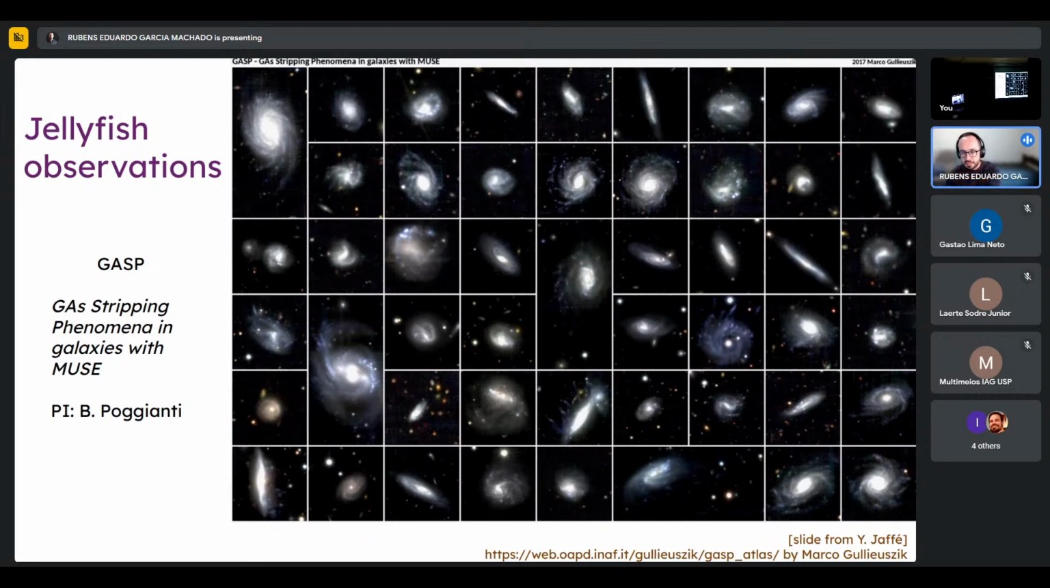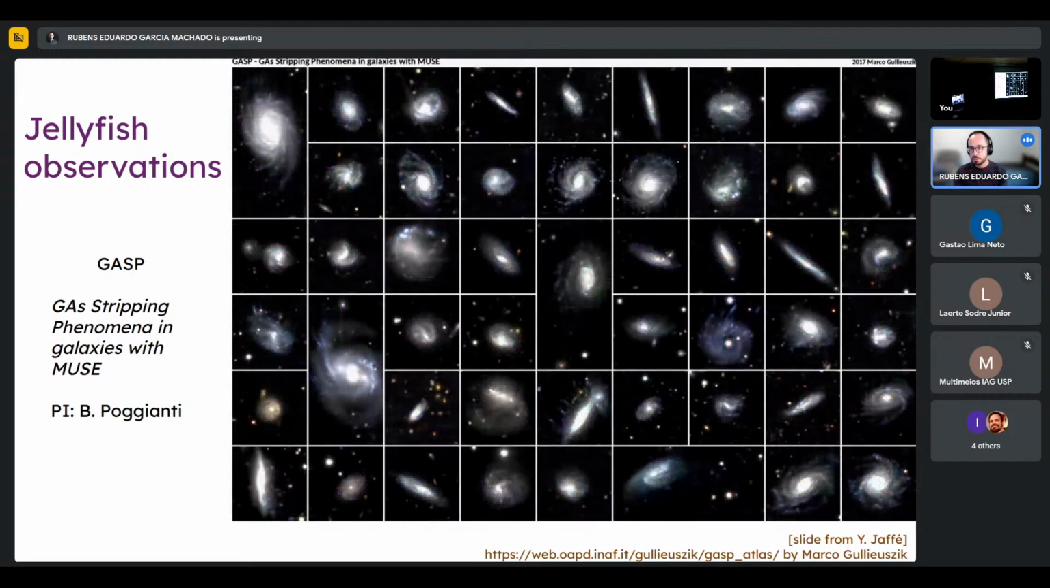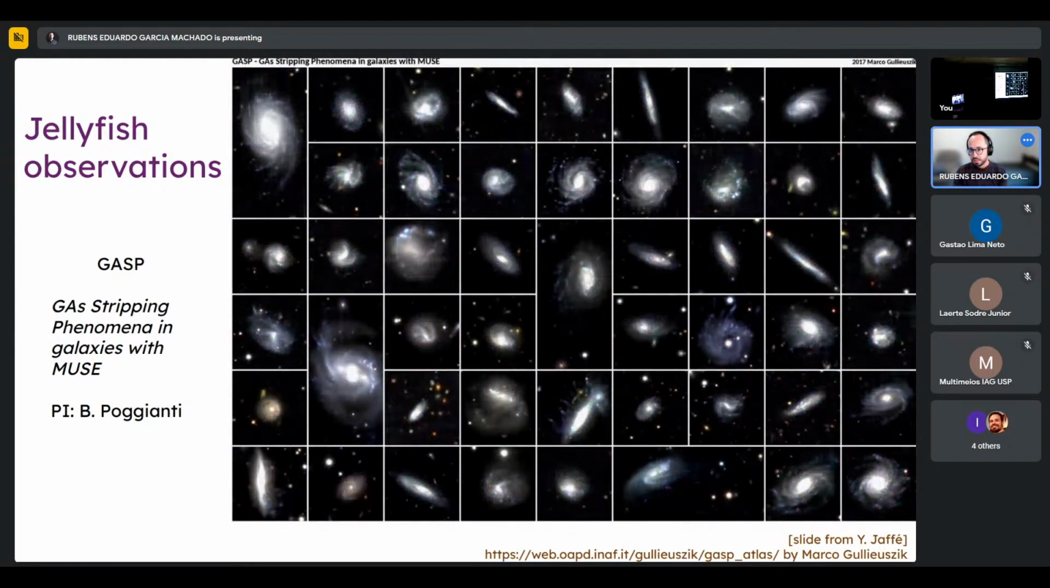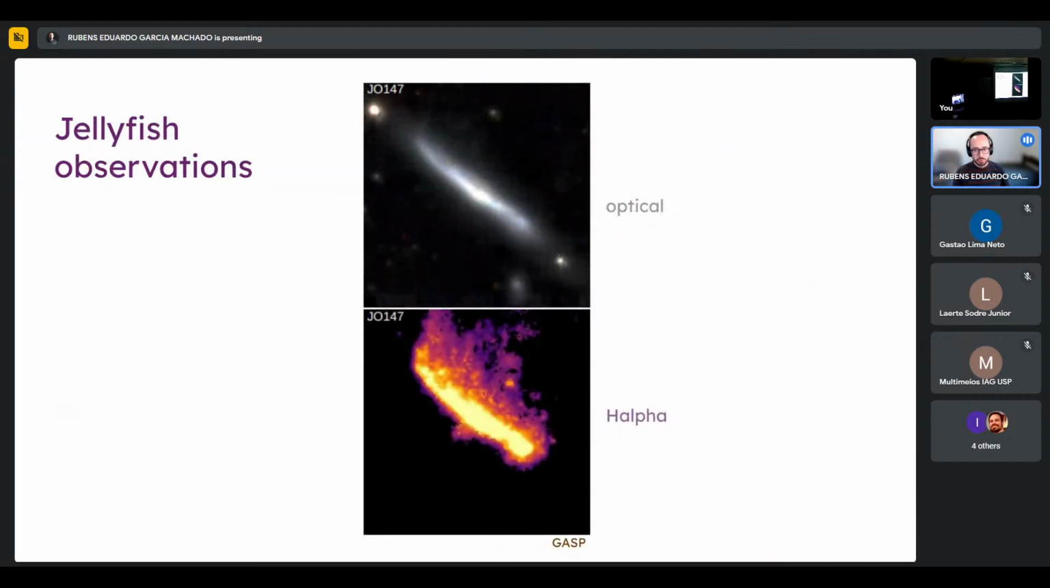So in this first slide, we see observations in the optical for a sample of galaxies, and in the next slide are the same galaxies, but observed in H-alpha. So this is very instructive. A broader view of these kinds of images can be found in the link below. I'm going to flip back and forth a couple of times to compare the optical with the H-alpha. And again. So you can see that there are many cases where the tails are very prominent when looking at the gas. To look in more detail at some of these examples, I highlighted a couple of galaxies here.